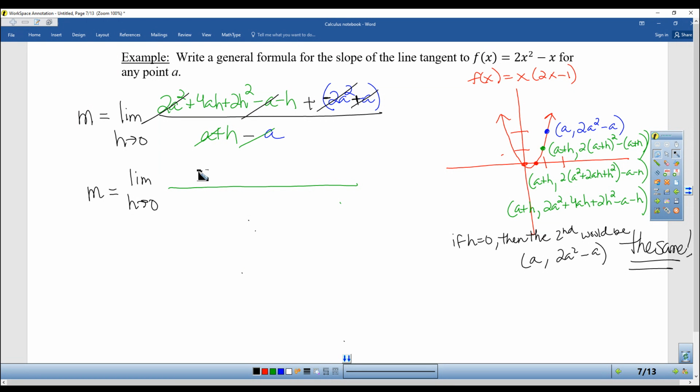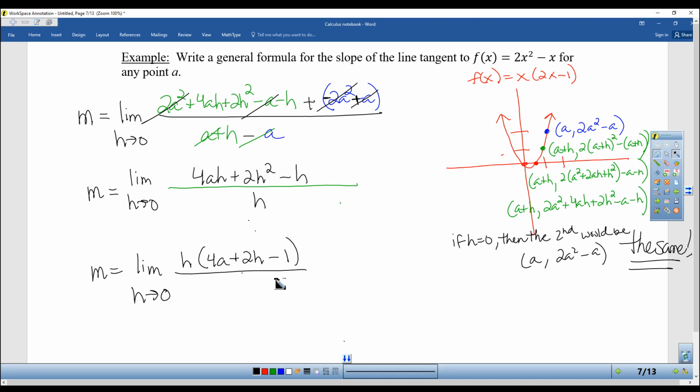You're always going to be able to factor out. But I'm just going to show the extra step to make sure that I'm not losing anybody, since this is the last example. So I take the h out, and I get 4a plus 2h minus 1 all over h. The h's cancel. And now that that's gone, I can plug in 0 and not have a problem. When I put a 0 in, it only goes right there. Okay, so I'm going to plug in h equals 0, and I get 4a minus 1.